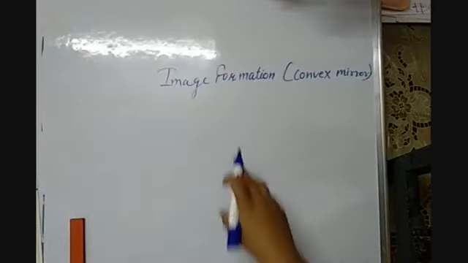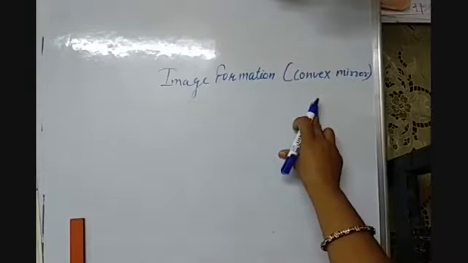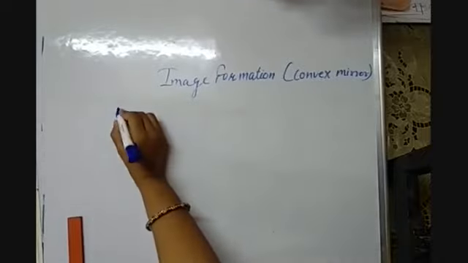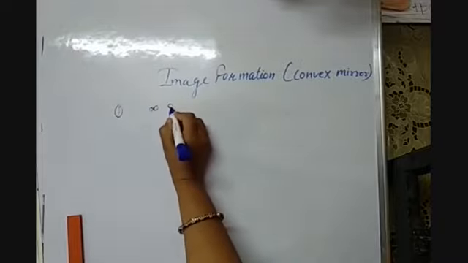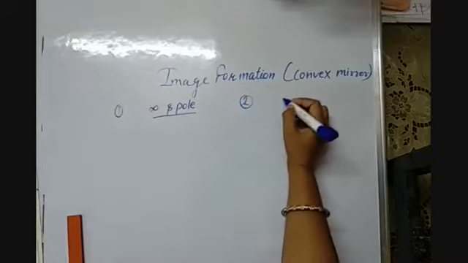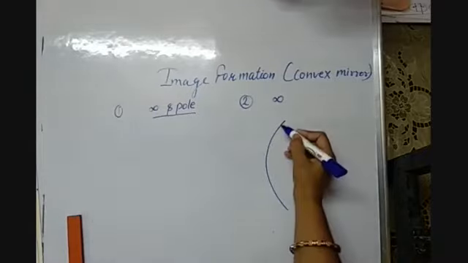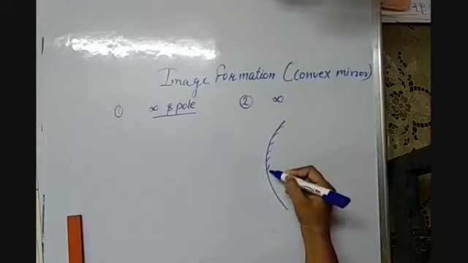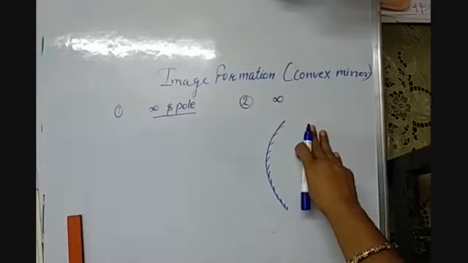Now let us understand the image formation using a convex mirror. In this case, we just have 2 cases. The first case is the object can be placed anywhere between infinity and the pole of the convex mirror. And the second case is the object is placed at infinite distance. Now let us see the first case. We have the convex mirror, as this is the reflecting surface. Now these dashes are representing the non-reflecting surface of the mirror.